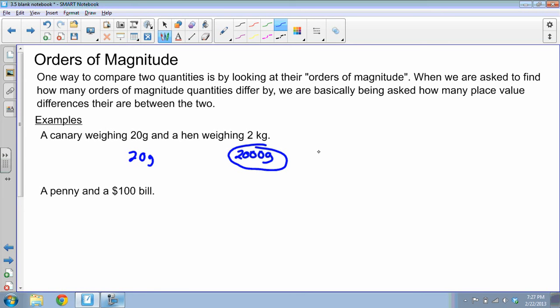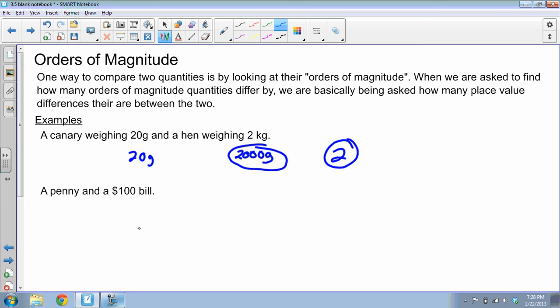Let me think how to word it. It says determine how many orders of magnitude the quantities differ, and so we would say, well, they differ by 2. Okay, because this 2,000 grams has 2 more decimal places, basically, if you want to think about it. They're to the left of the decimal, not to the right, but there's 2 more decimal places than 20 grams.